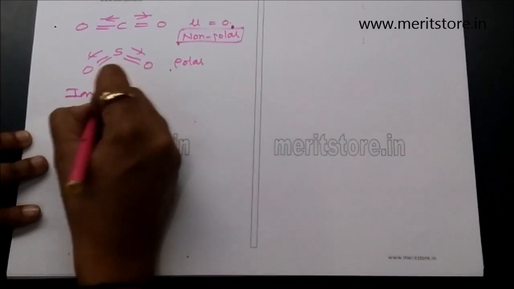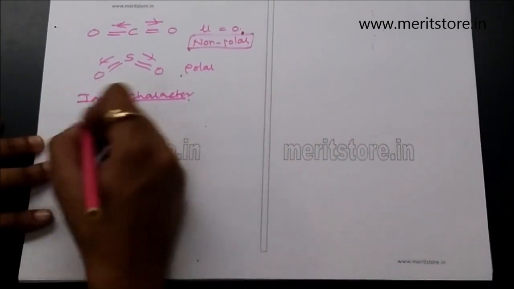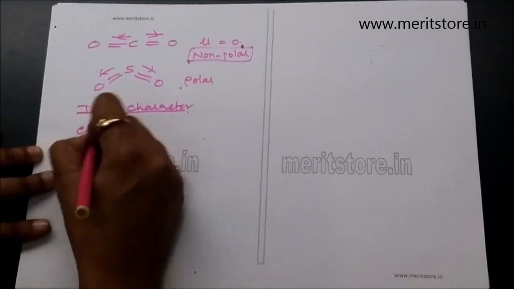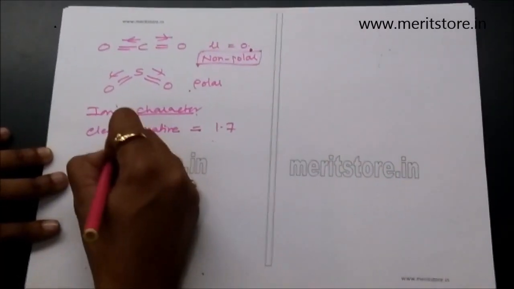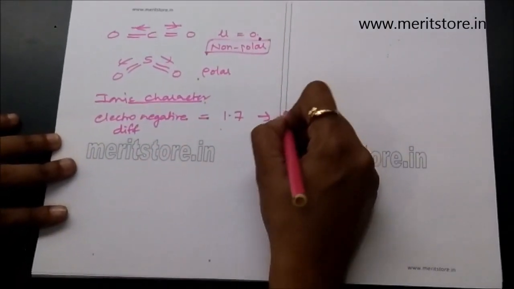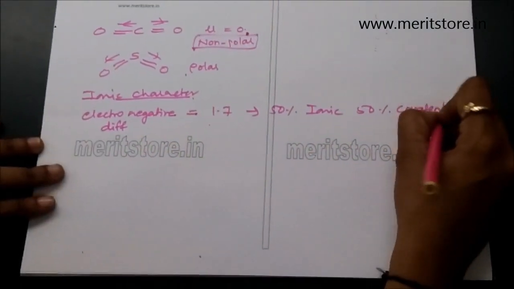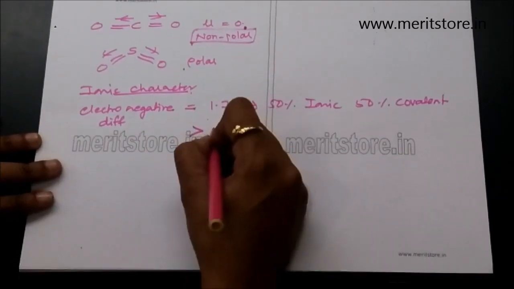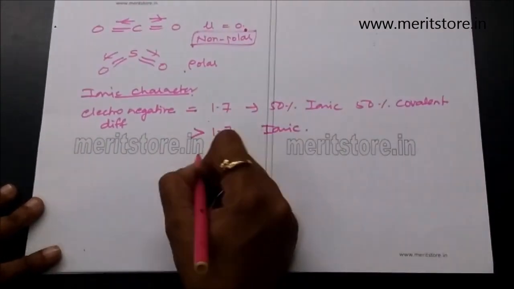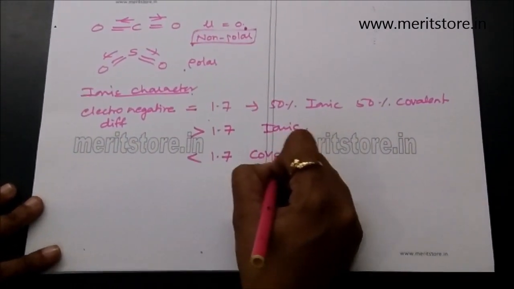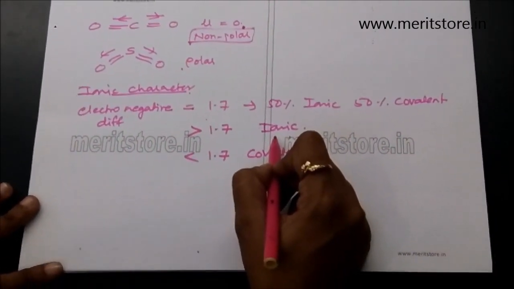The dipole moment also helps us to calculate the ionic character of the molecule. It has been seen that if the electronegativity difference between the two atoms involved in the molecule is equal to 1.7, then that particular molecule will have 50% ionic character and 50% covalent character. But if the difference is greater than 1.7, the molecule will be predominantly ionic in nature. And if it is less than 1.7, the molecule will be predominantly covalent in nature, having more covalent character over here and more ionic nature over here.